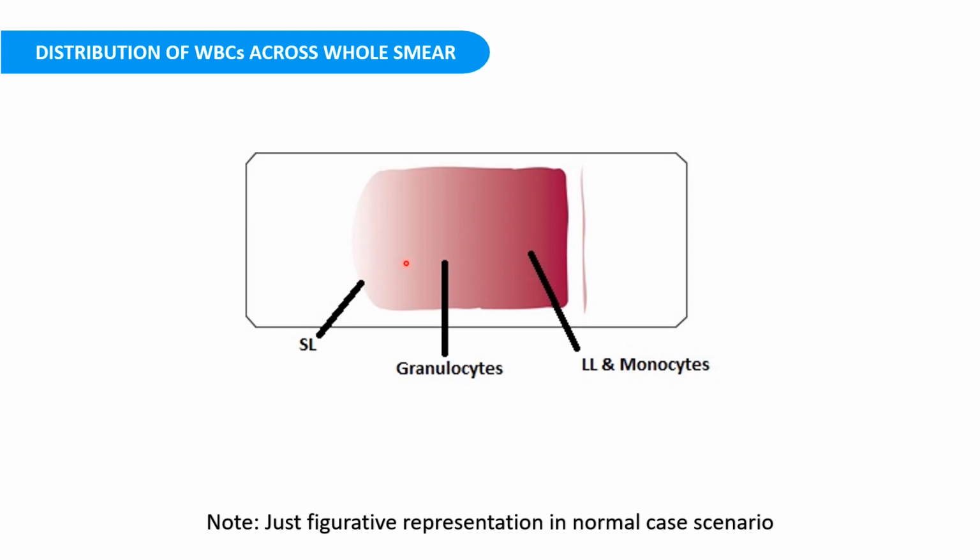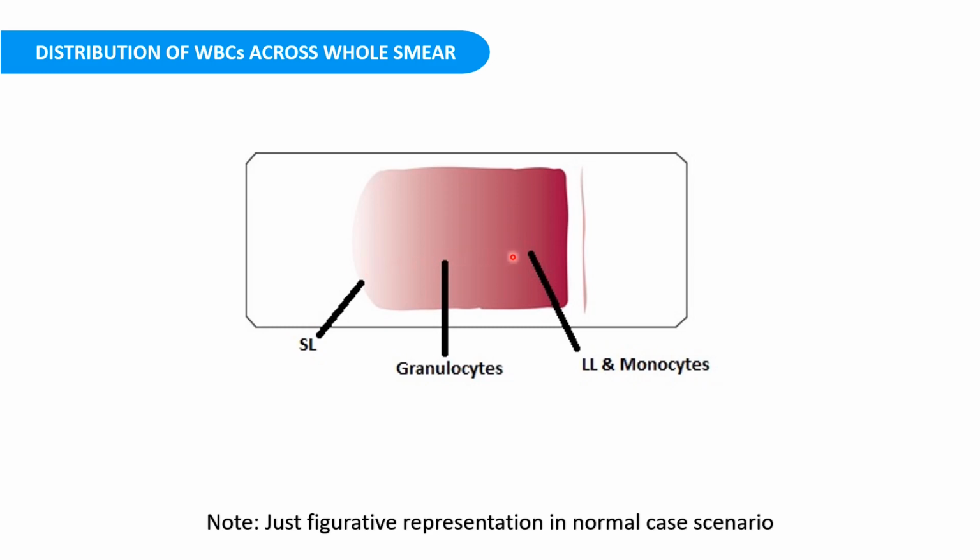But this is not present in every case scenario. Remember this, this is just a representation in some of the case scenarios. Why is this happening? It is logical because large lymphocytes and monocytes are heavy, so they will settle first. Then granulocytes are less heavy than large lymphocytes and monocytes, so they will settle in the body, and small lymphocytes are the smallest, so they are very light, so they will be carried forward to the end of the smear. So that is why they are present in the tail.